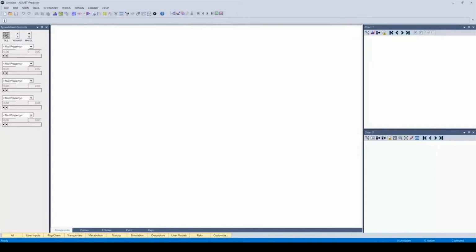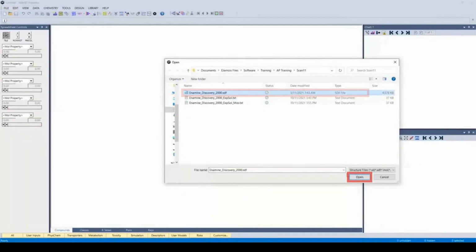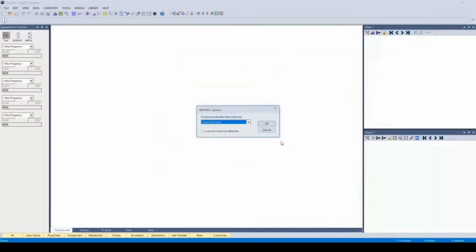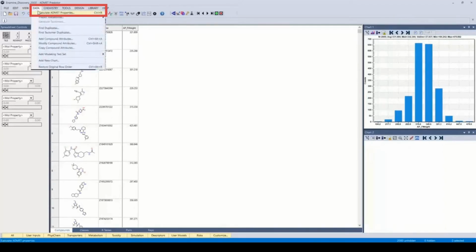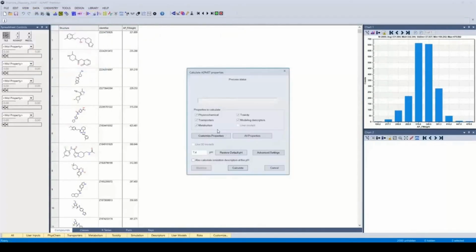So now we're going to load a subset of a compound. It's actually a subset of the Enamine diversity set. I think the complete set has slightly over 10,000 compounds. So I took a 2,000 compound subset, which should be sufficient for the purpose of our work today. I just opened this SDF file, and the first thing we're going to do is to calculate physicochemical properties for these compounds. In order to do this, we're going to go into data and calculate ADMET properties.